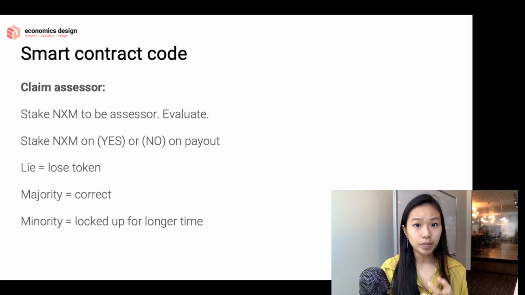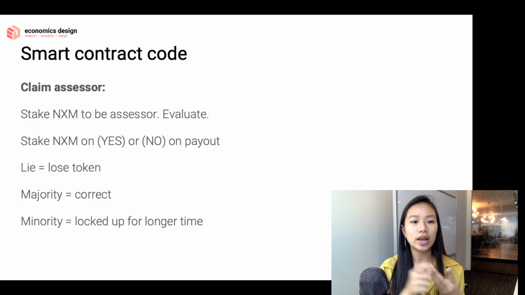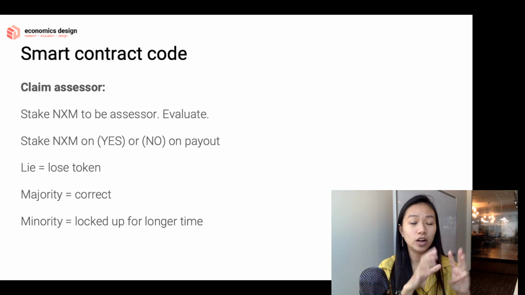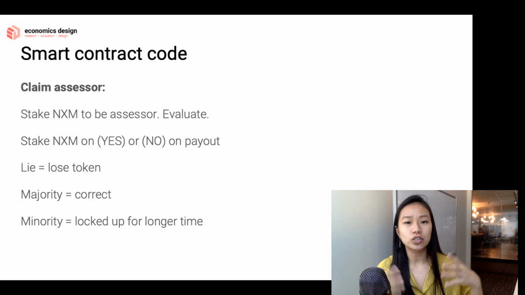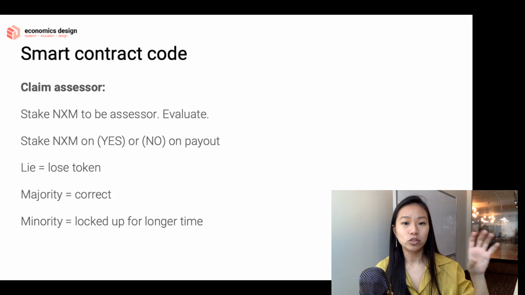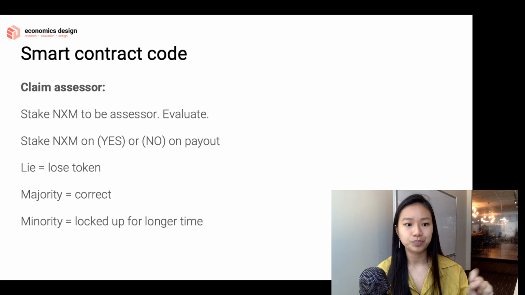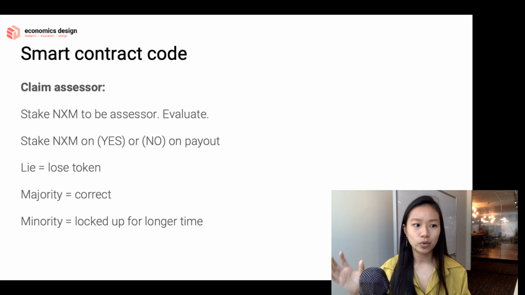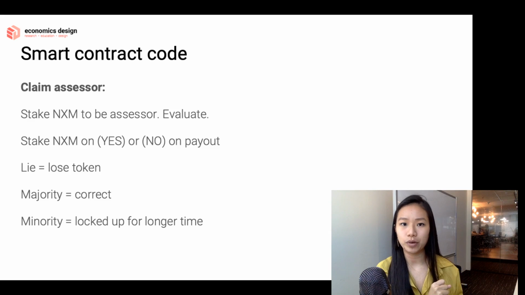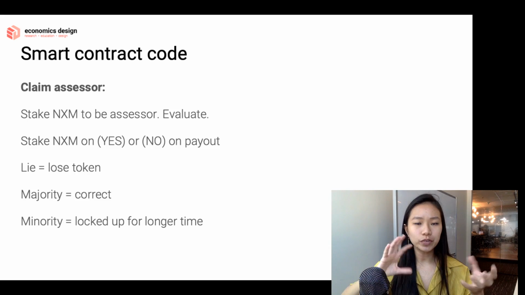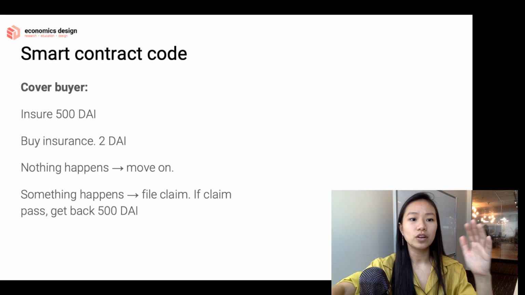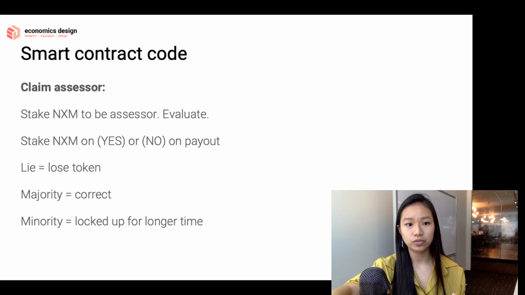If you're part of the minority, and you're being truthful anyway, but you're part of the minority, your NXM tokens will be locked up for a long time, or a longer time. So it's kind of like a punishment, but you don't lose your tokens. You just lose the opportunity cost of using your tokens, but you do not lose your tokens and the value. However, if they find out that you lied, then your tokens will be burnt, confiscated, and deleted from you. So it gives someone a disincentive to want to lie. So you have different incentives and disincentives in all these three different kinds of participant roles, which is very interesting.